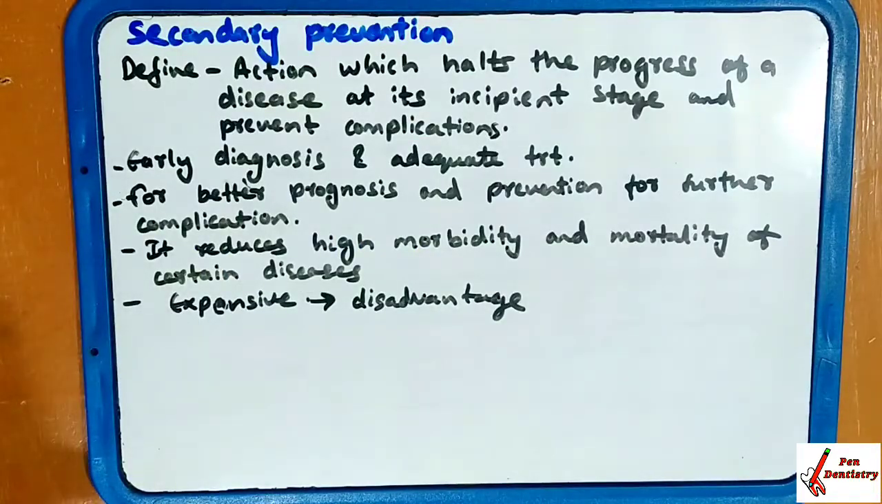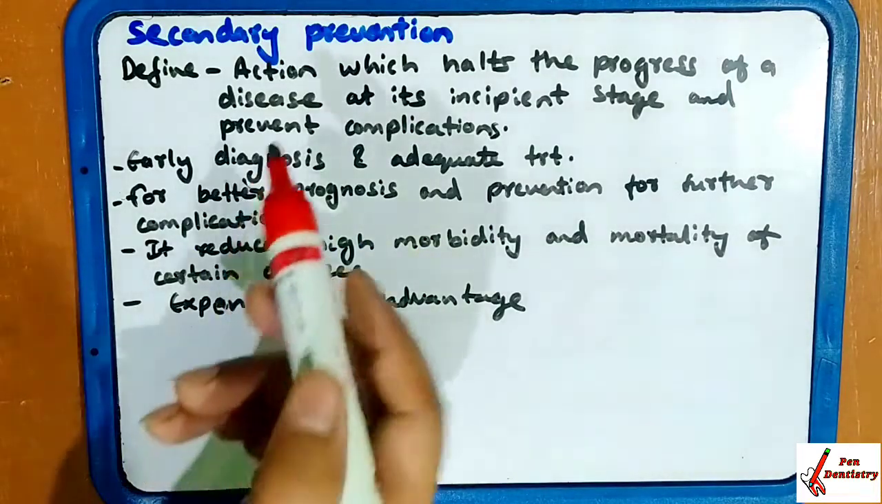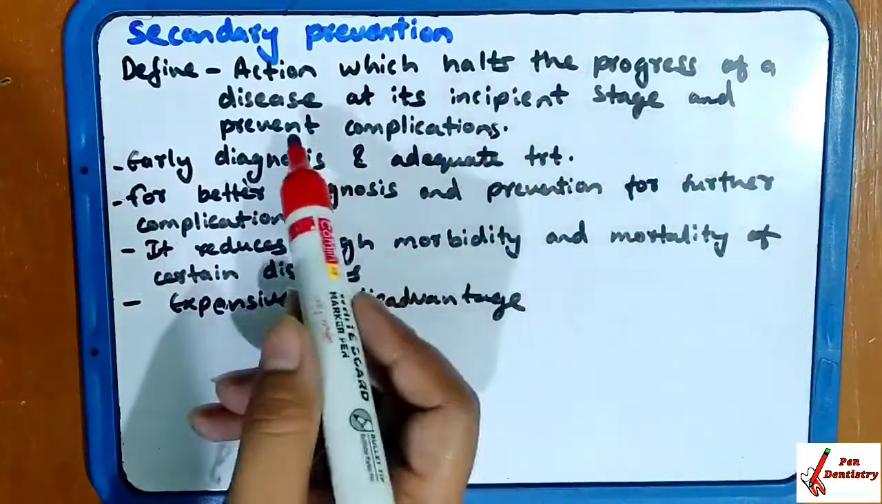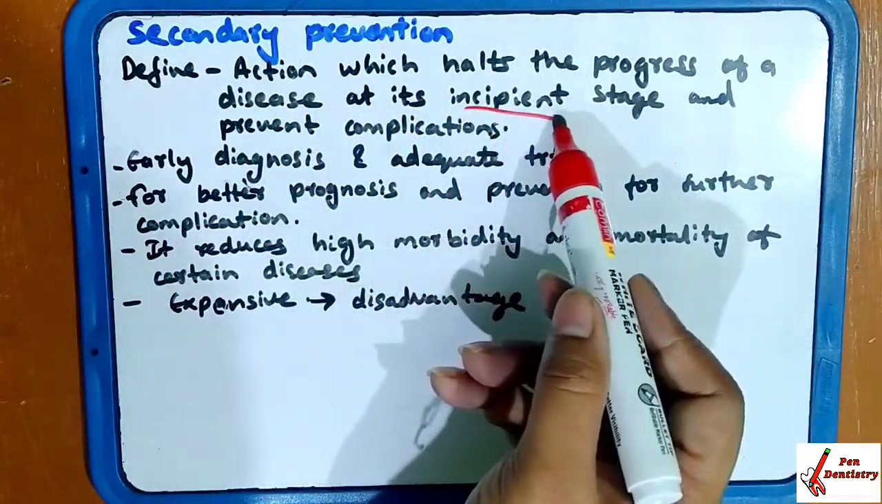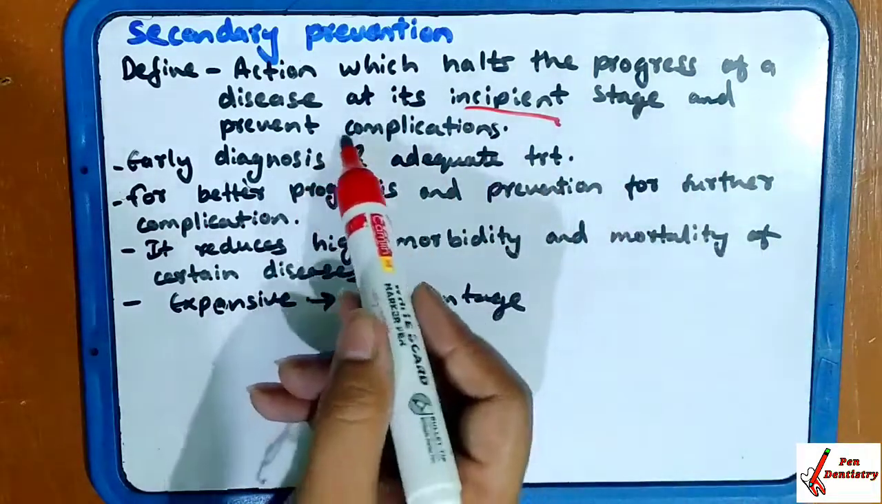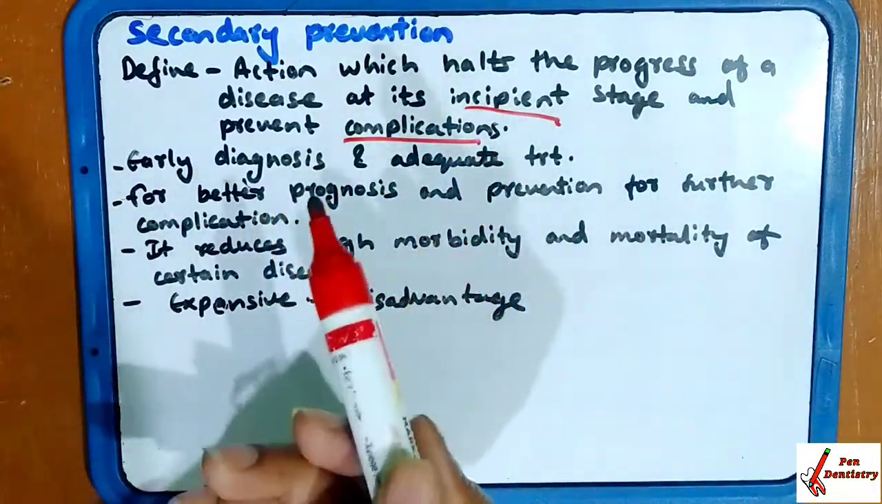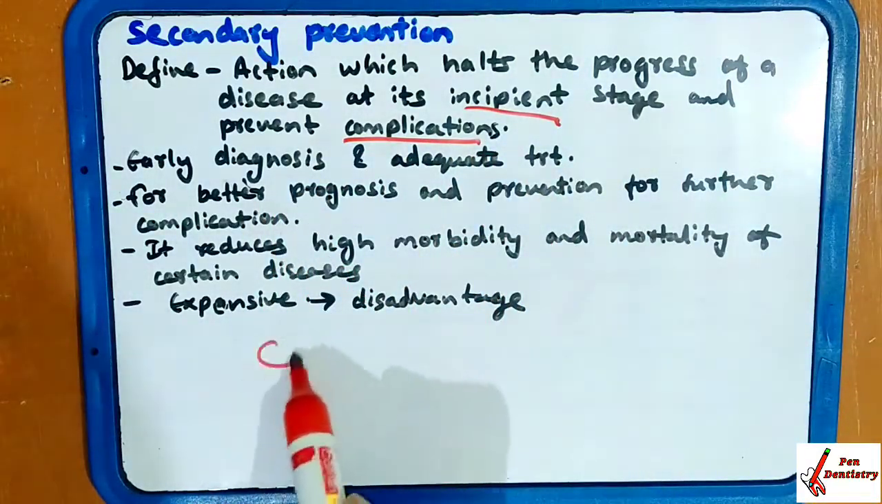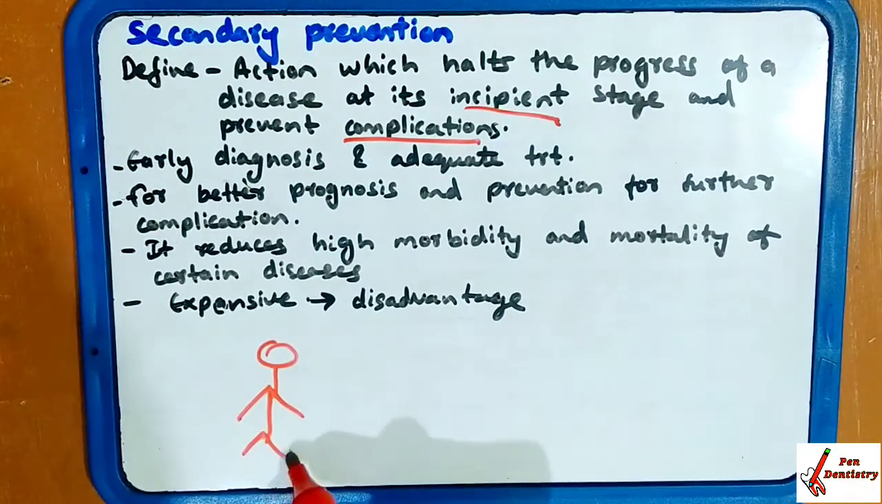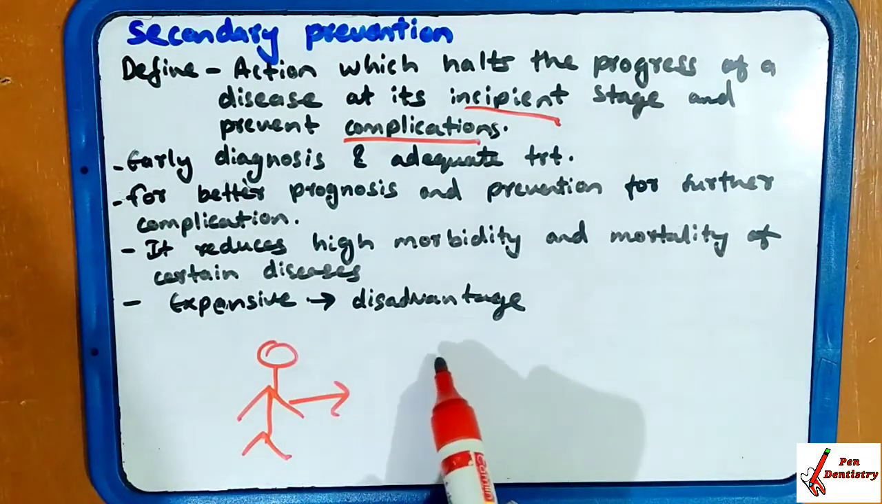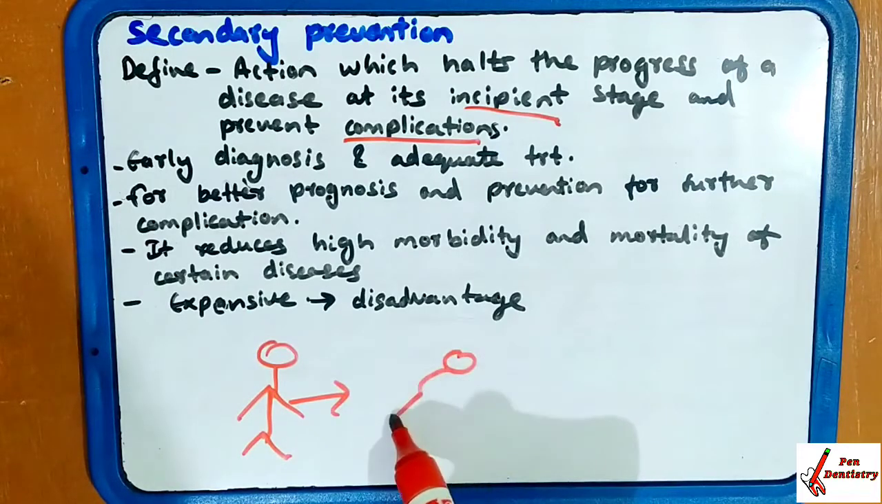In secondary prevention, the definition is action which halts the progress of disease which is at incipient stage, that is developing stage, and prevents complication. It is going to prevent the complication. That means the patient has suffered with the disease. After that, you are going to prevent the complication of the patient.